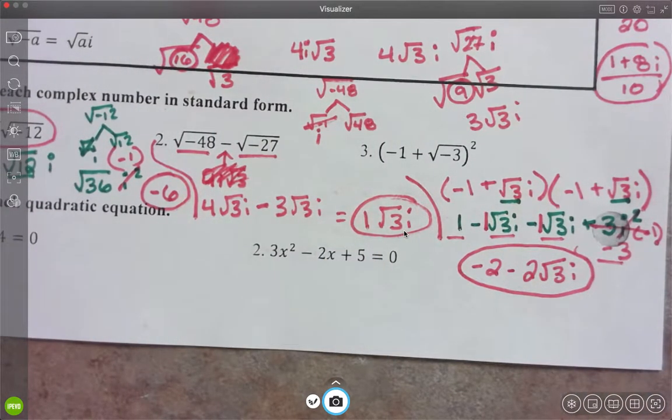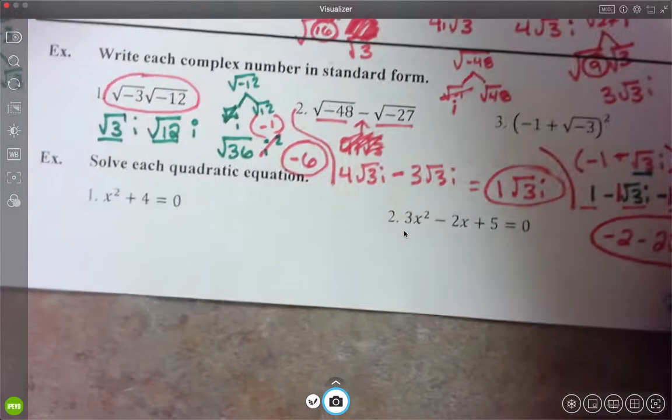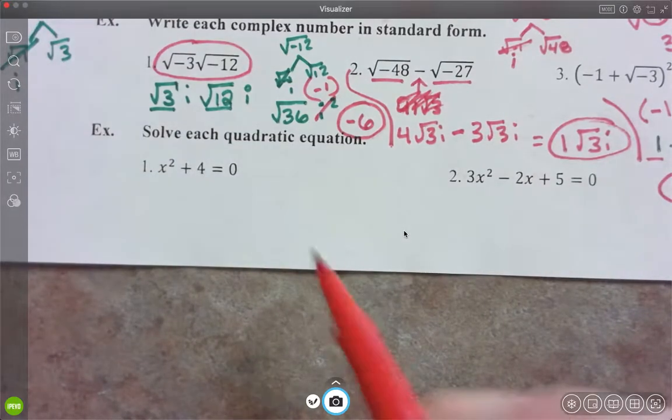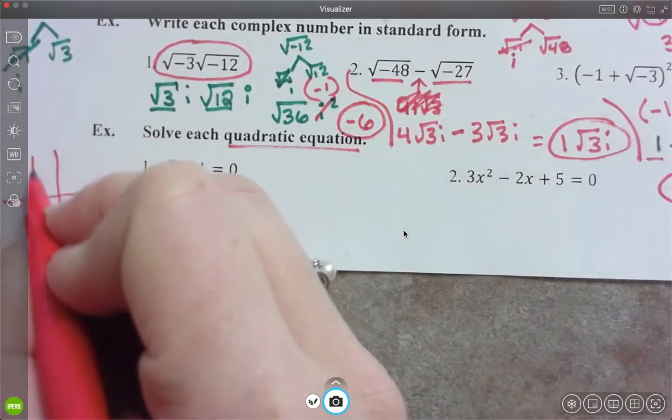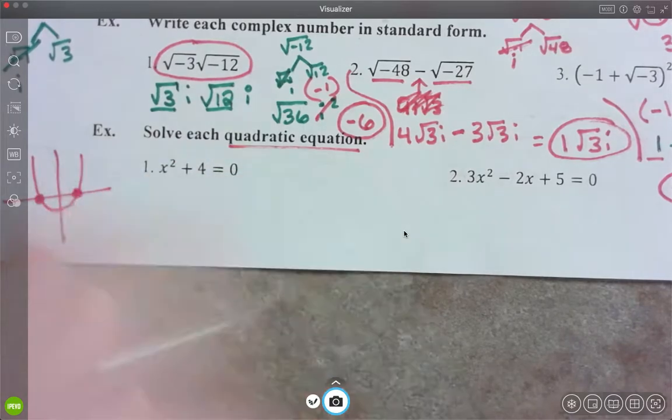These last two examples are really the reason why imaginary numbers exist. Imaginary numbers exist when we're solving quadratic equations. A solution to a quadratic equation is where the parabola crosses the x-axis.